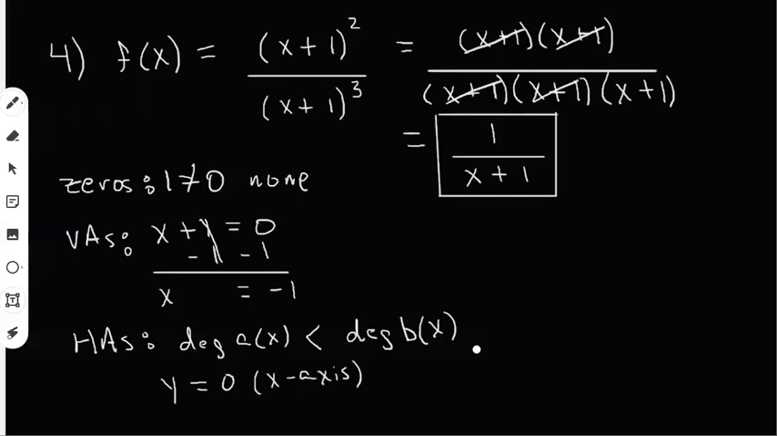Okay, oblique asymptotes. Are there any? No, we don't have to worry about those. Those are very rare.